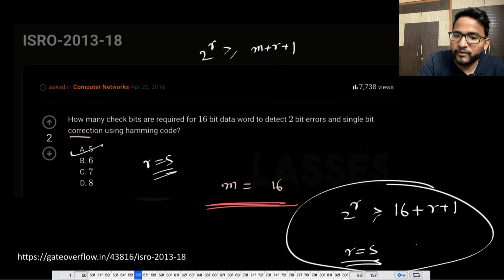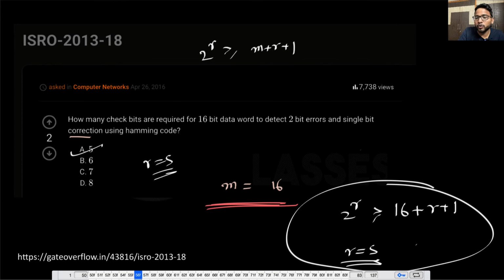That's a very nice question, and the purpose of this question is to make sure that you can do it without even knowing the formula, and if you know the formula, then it is even better. How to do it without using the formula, we have just seen.